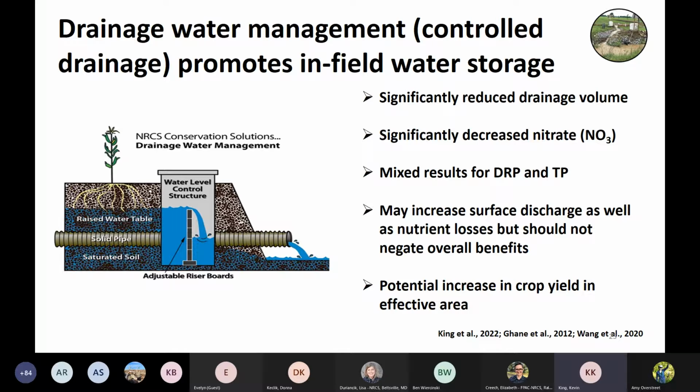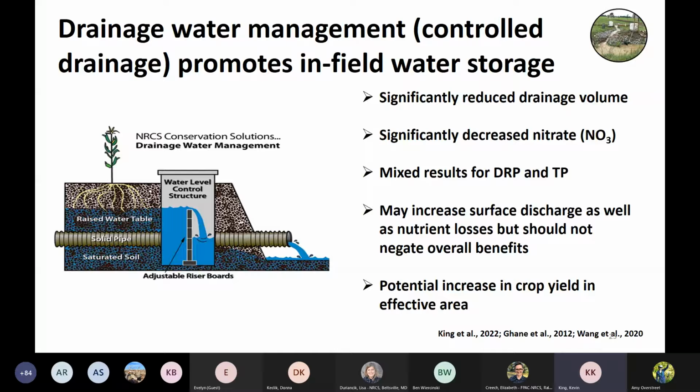Likewise, controlled drainage significantly reduces nitrate-nitrogen loss in tile drainage in that same 30 to 40% range. However, with respect to phosphorus, the results have been mixed. Some studies show increasing, decreasing, or no effects of drainage water management. Further, the implementation of drainage water management may increase surface discharge and associated surface loss of nutrients, especially in the winter and early spring. However, these increases should not negate the overall benefits realized with controlled drainage.